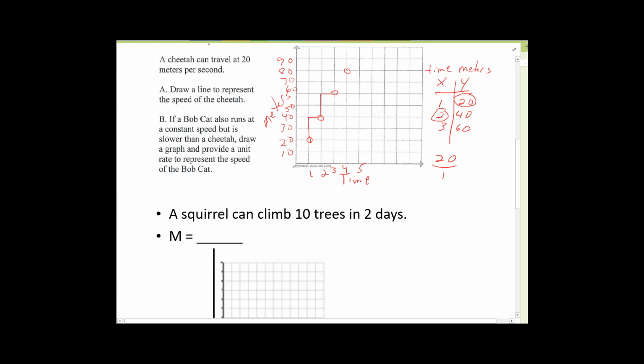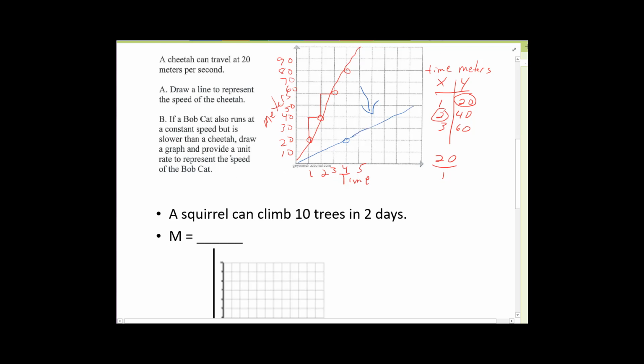Now, the question says, if a bobcat also runs at a constant speed but is slower than the cheetah, draw a graph and provide a unit rate to represent the speed of the bobcat. So what do we know? We know that this is the speed of the cheetah. Not a very good line, but pretend it's straight. So we need another line for the bobcat. We know it's slower, so it's going to be on this side of the graph. Let's find something that would make it easy. How about 4, 20? We'll put a dot there, and then we'll draw our line here, at a constant speed.